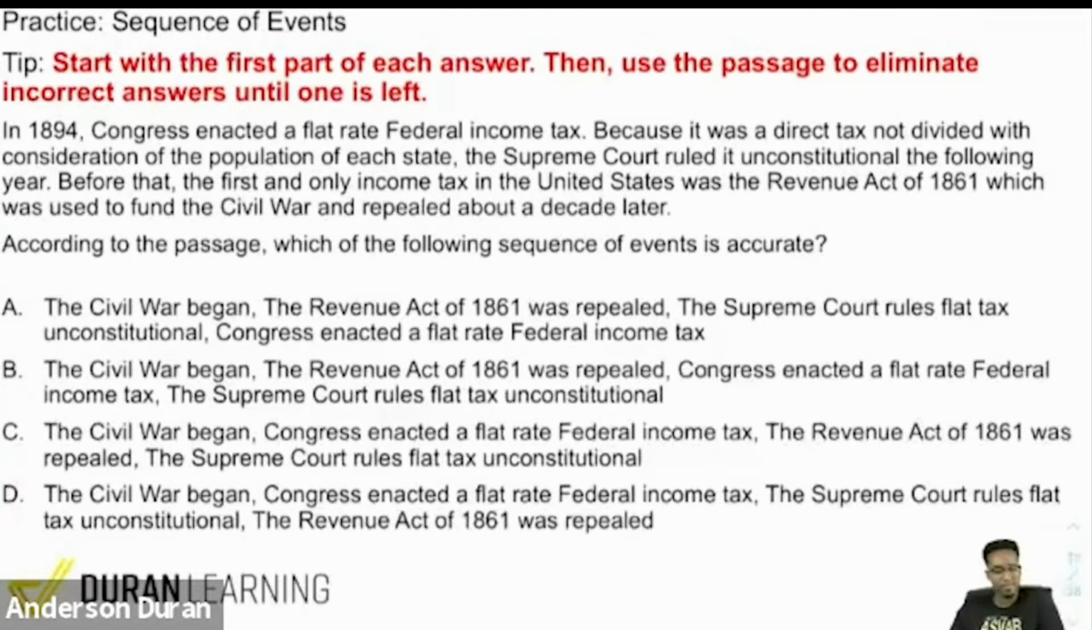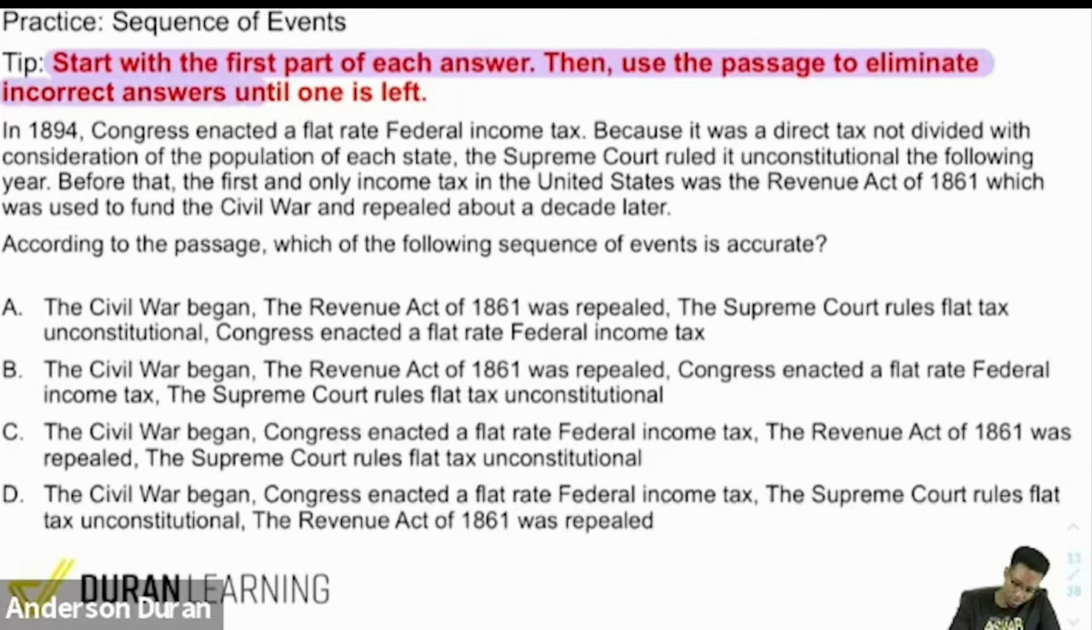So first thing we have to do, what is it? What do we have to do, guys, for paragraph comprehension questions? Read the question. So according to the passage, which of the following sequence of events is accurate? If we look at the tip right at the top, this is how we handle sequence of events questions. We start with the first part of each answer, and then we'll use the passage to eliminate incorrect answers.